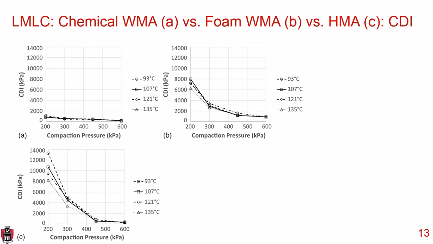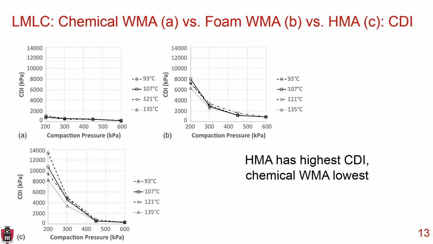And you can see here that the chemical warm mix asphalt, which is in the upper left-hand corner, had by far the lowest CDIs. The foam warm mix was one step up, that 6,000 to 8,000 kilopascal range of the CDI, and then the hot mix was up in that 8,000 to 14,000 range. So the HMA had by far the highest CDI, so it took the most amount of effort to compact your sample from that N equals 8 to 92% density, and the chemical warm mix asphalt had the lowest.